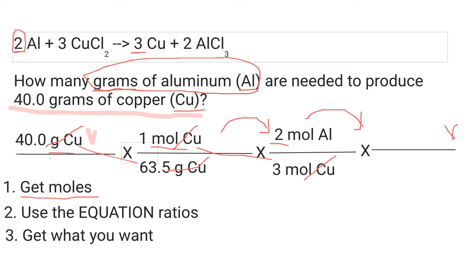We started off here with 40 grams of copper. We took a little journey, got moles, used the equation. Now we get what we want in this third step. And if you have that set up right, in my class, you get credit for each little part that you put in. And this question has 1 point for the 40 grams, 1 point to put that in correctly, 1 point there, there, and there.